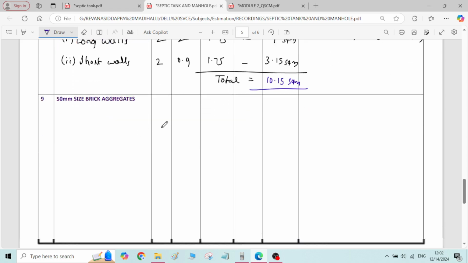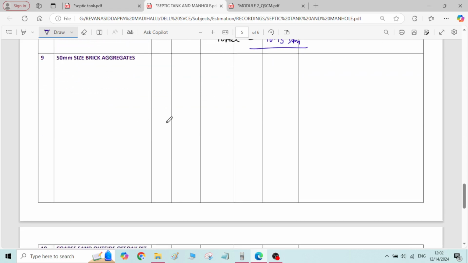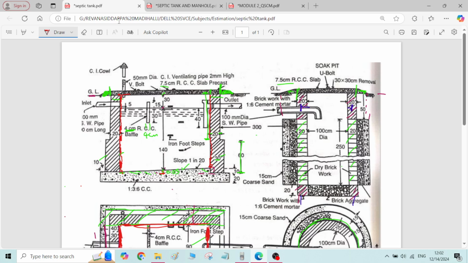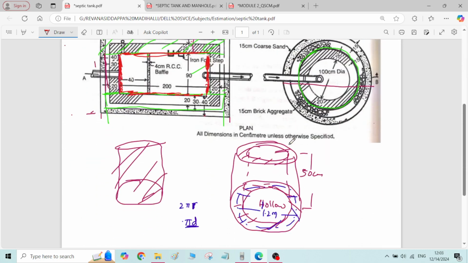Okay. Next item of work is 50 mm size brick aggregates. Here, this portion, the outer layer is there, no? Here 50 mm size brick aggregates. This volume we need to calculate. The way we have calculated the dry brickwork quantity, the same way we have to calculate.